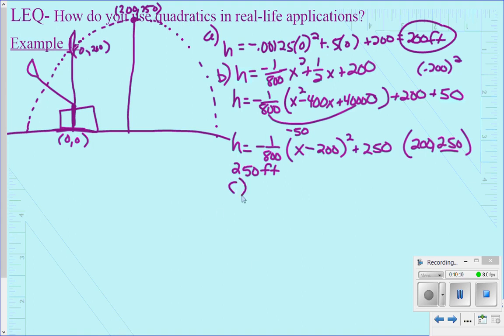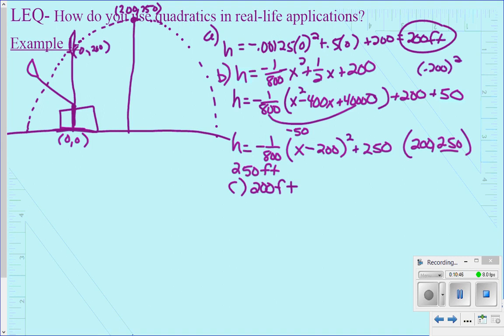C asks, how far from the catapult does the fireball reach its greatest height? So we know its greatest height is here, which is 250 feet high. How far away from the catapult? Well, that would be the distance from the catapult to the vertex, which means 200, because that 200 is the horizontal distance between the catapult and the vertex. So I don't have to do any work for that one. I already did the work when I found the vertex. 200 feet is the answer for part C.